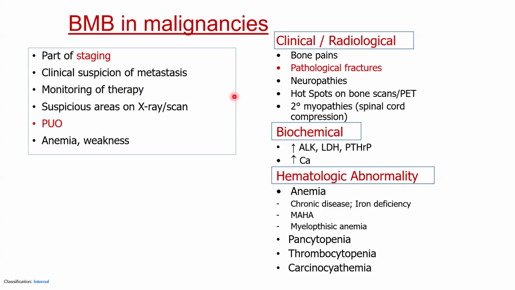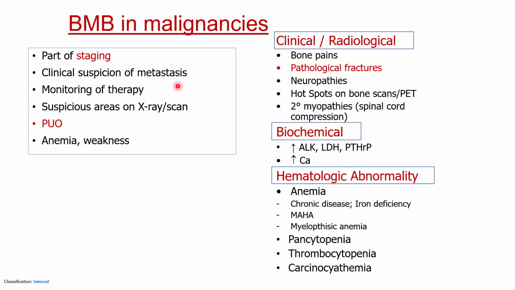of the bone marrow. Infiltration can be suspected on the basis of bone pains, pathological fractures, any neuropathies, any unexplained hotspots in the bone scan, secondary myopathies or spinal cord compression. Then associated biochemical changes would be increased alkaline phosphatase, LDH, parathormone, calcium, and they may also present with anemia, pancytopenia, thrombocytopenia, or carcinocythemia. So bone marrow biopsy forms an important part of staging, and when it is diagnosed, it upstages the malignancy to stage 4.